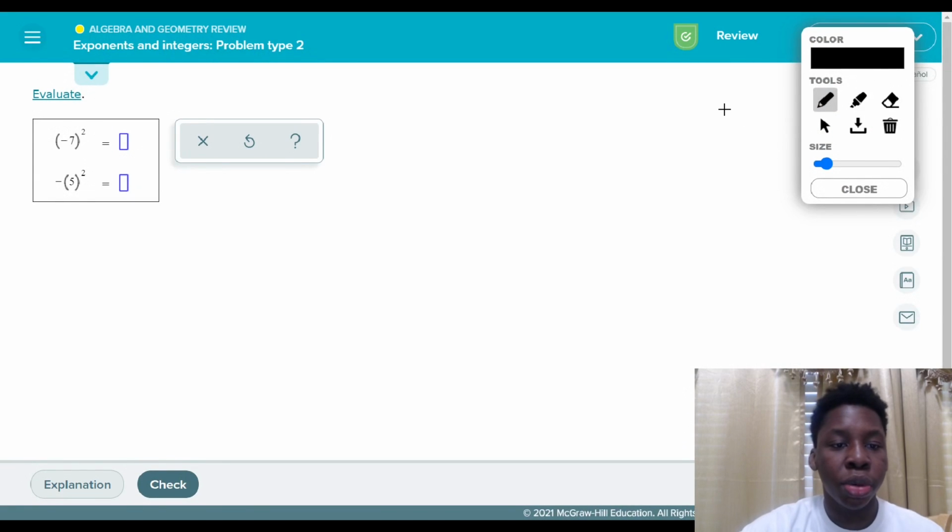Okay, we're going to be doing problem type 2. What this means is we're going to look at what exponents mean. I'm going to start from the basics. Exponents basically mean power.